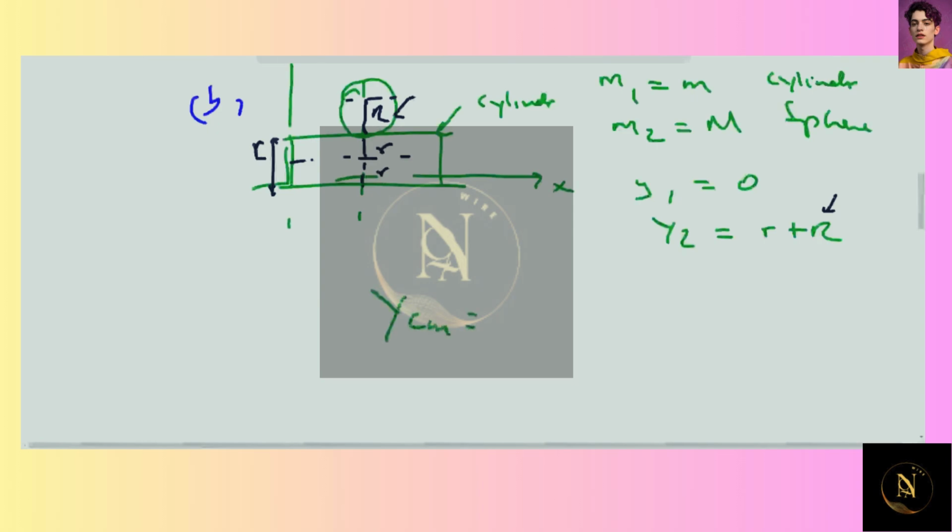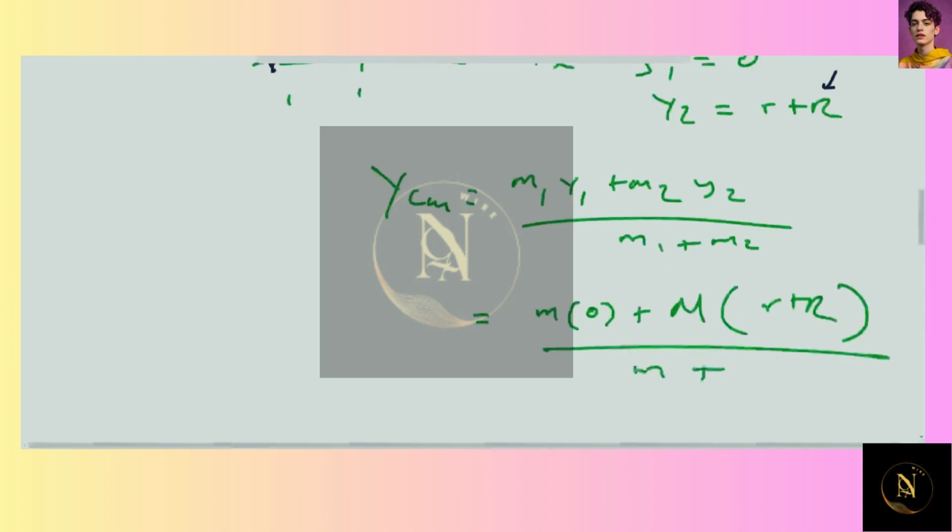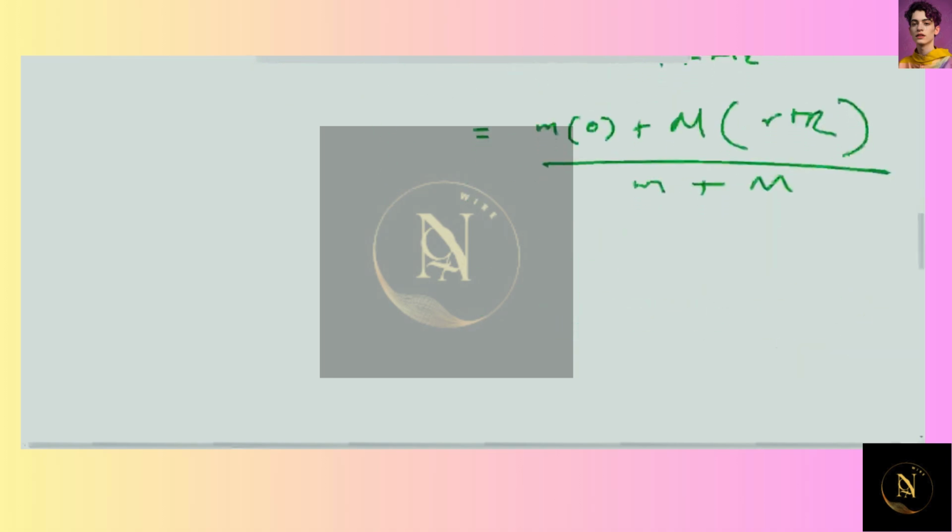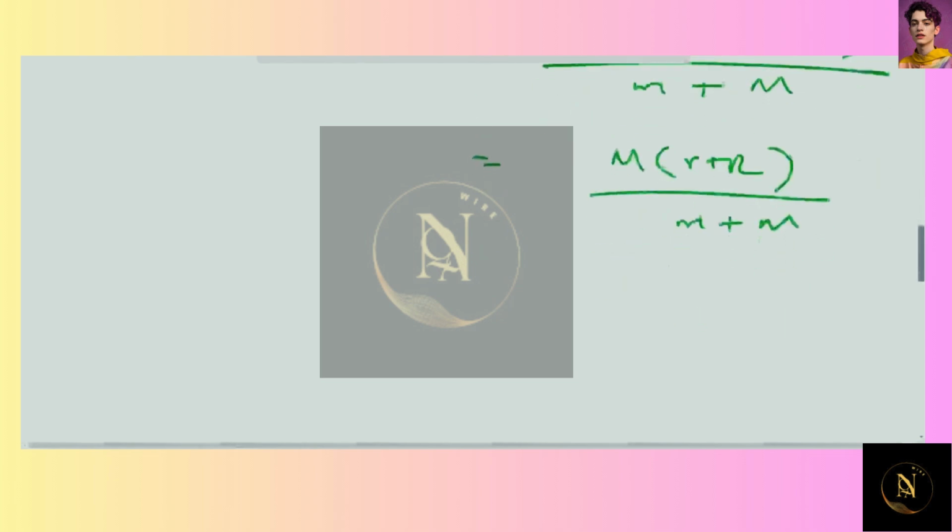Y center of mass is the same as m1 y1 plus m2 y2 all over m1 plus m2, and then we do our replacements. So m 0 plus capital M, y2 is r plus capital R all over m plus capital M, and so this becomes M times r plus capital R all over small m plus capital M. That's Y center of mass.